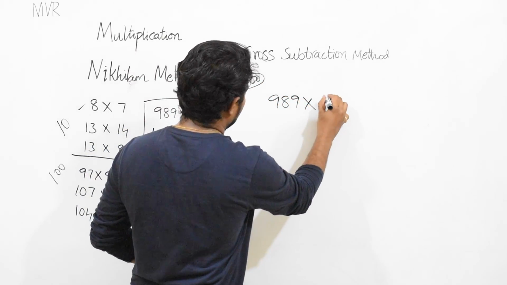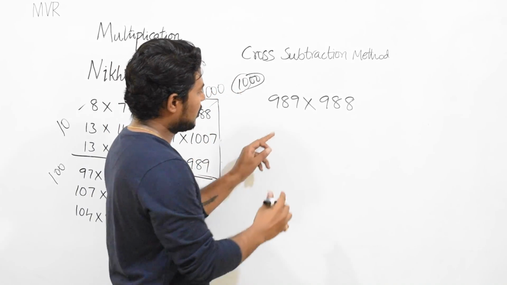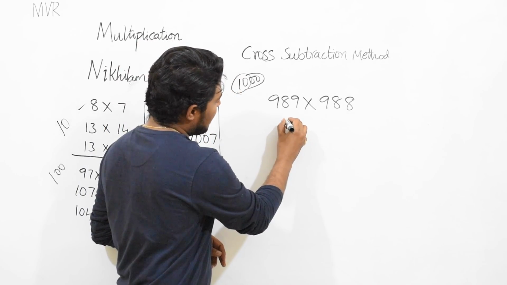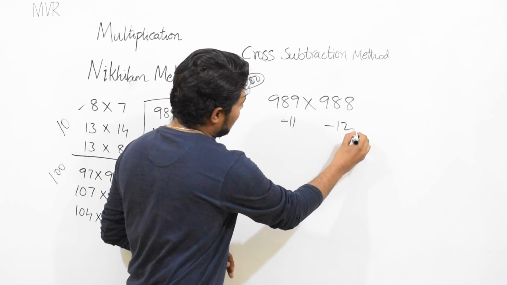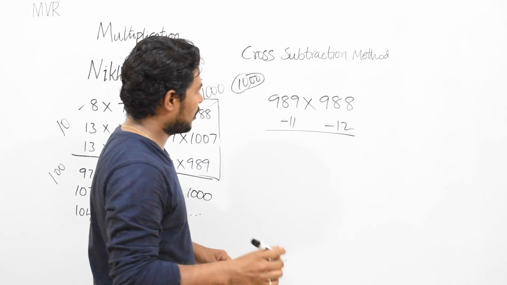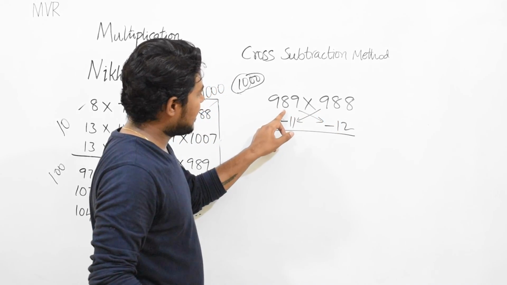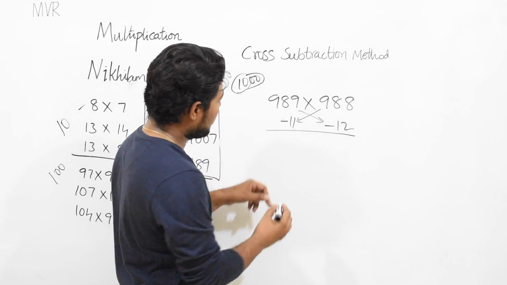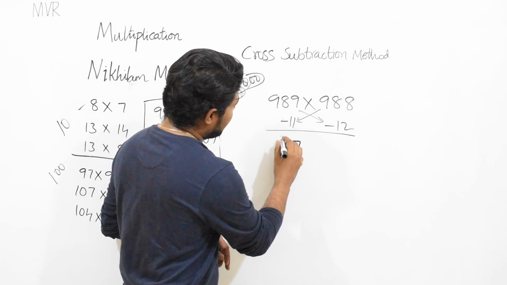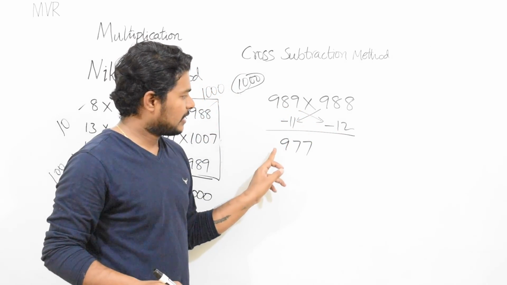989 into 988. Here the base value is 1000. Now here the Nikhilam value will be plus minus 11 minus 12. Okay, right? Now you can do this minus this or this minus this. 989 minus 12, how much? It will be 977, right? 977. 989 minus 12 will be 977.